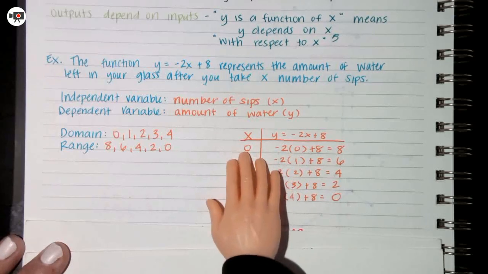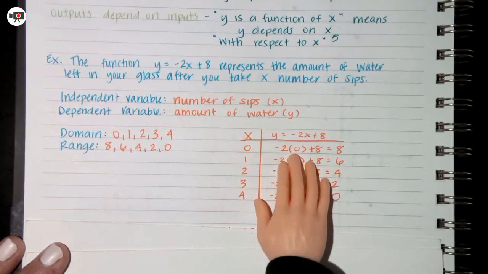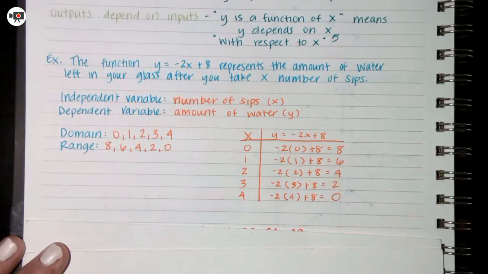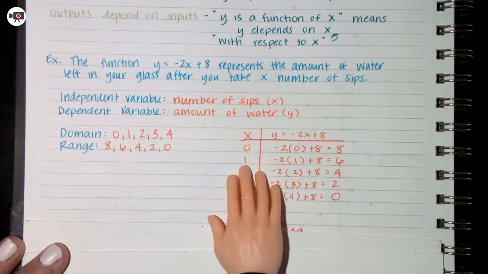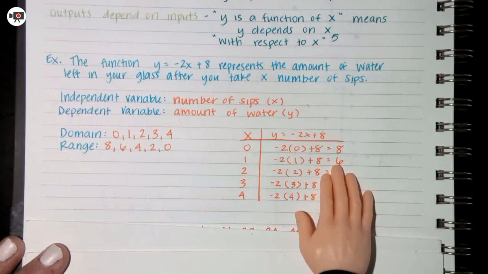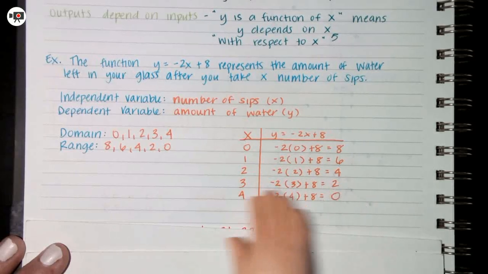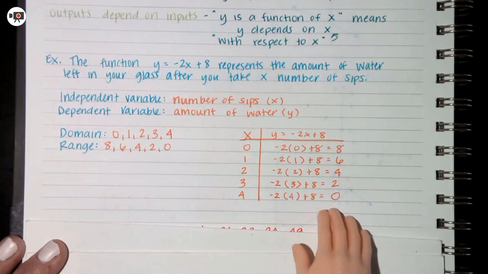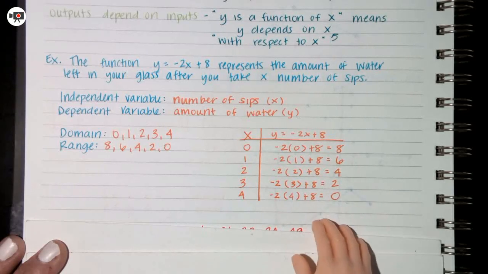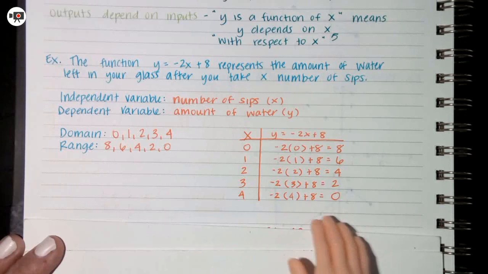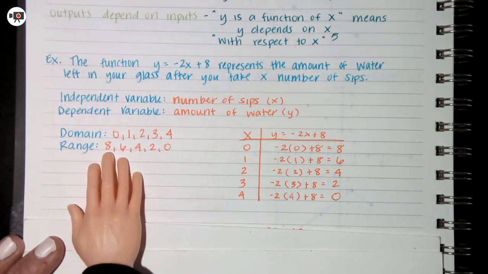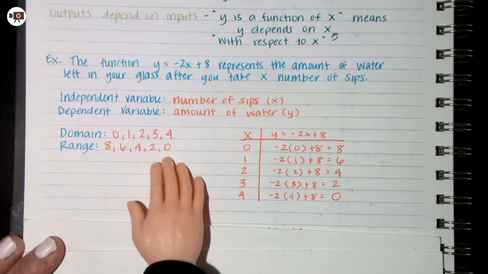So if I drink no water and plug that in for x in my function, I get 8, probably 8 ounces. Then if I take 1 sip, I have 6 ounces left. 2 sips means 4 ounces, 3 sips is 2 ounces left, and if I take 4 sips, that is 0 ounces left. I drank all the water there. So my domain can be 0, 1, 2, 3, or 4, and the range can go from 8, 6, 4, 2, and 0.